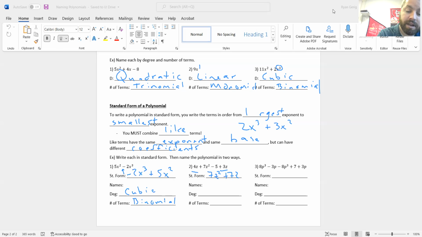Notice the exponent does not change. Z plus z is just 2z, or 4z plus 3z is just 7z. And then finish it up with minus 5. Biggest exponent is 2, so this is quadratic. And it's got 3 terms, so it's a trinomial.